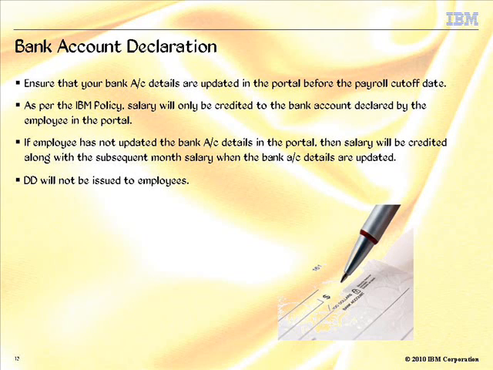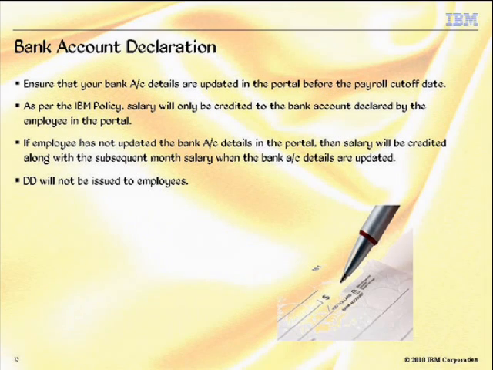IBM, as a policy, disburses salary only by crediting it to a bank account that you have declared in the HRMS portal. So please ensure that your bank account details are updated in the portal before the payroll cutoff date. If you have not been able to update your bank account in the portal, then your salary will be credited along with the subsequent month's salary after the details have been updated on the portal. We do not issue demand drafts to employees.